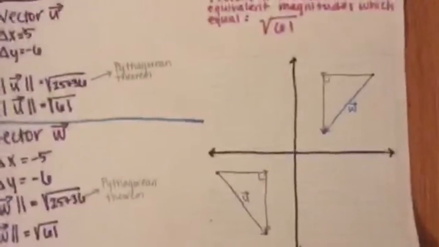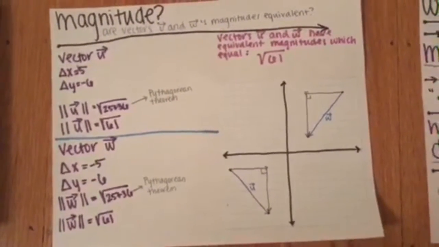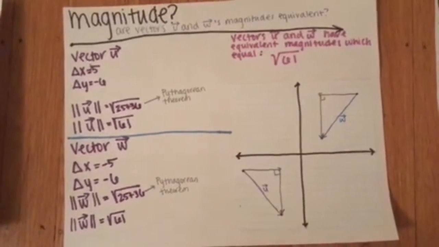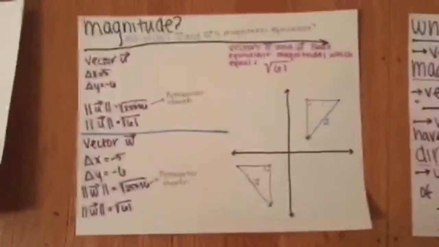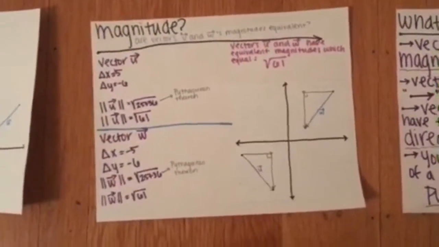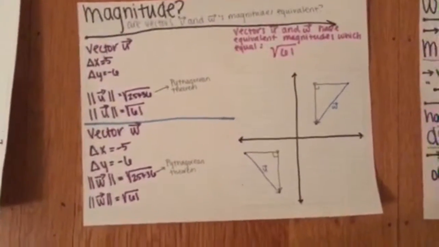So we can see that the magnitudes of both of these are equivalent, because vectors U and W have equivalent magnitudes, which are the square root of 61. So even though they have different direction, they have the same magnitude.